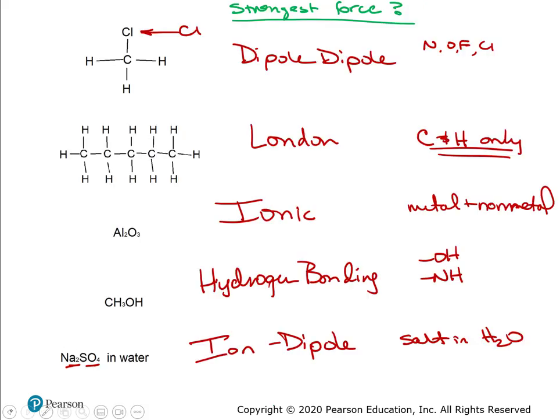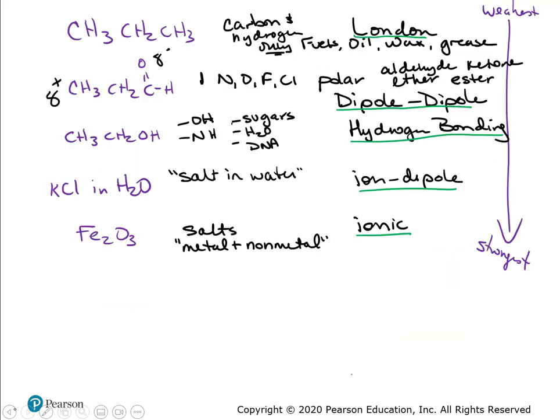So looking back at these, remember, these are the ones that are actually in order. London forces is when you have only carbons and hydrogen. Dipole is if there's just one nitrogen, oxygen, fluorine, or chlorine. Hydrogen bonding is if you have an oxygen or a nitrogen with a hydrogen attached. If you have any kind of salt and water, that's ion dipole. And then if it's a salt, that would be the ionics. Remember, you can recognize salts as metals and nonmetals. So those are the 5.